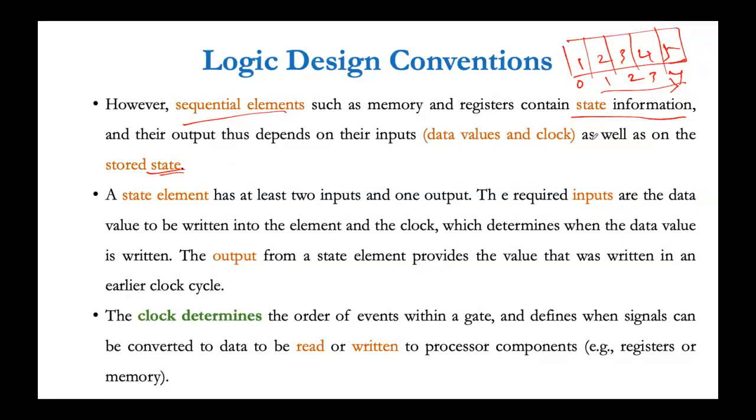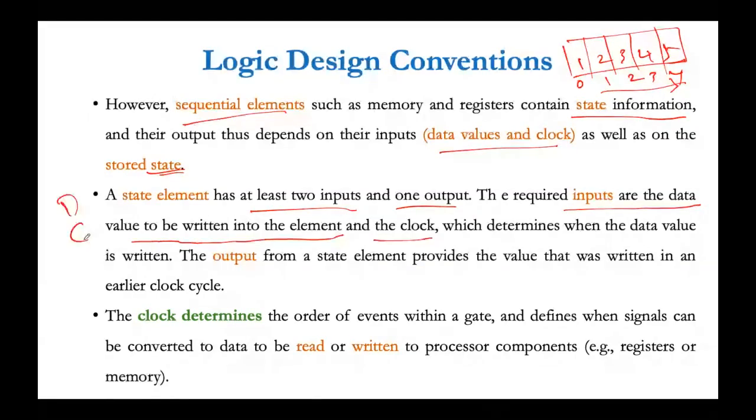Which registers? We call them the address registers. Their output depends on their input, that is the data value, and your clock. So these state elements have at least two inputs and one output. What are those inputs? The required inputs are the data value to be written into the element and the clock. Why clock? It determines at what time the data is modified, when the data value is written. The output from the state element provides the value that was written in an earlier clock cycle.